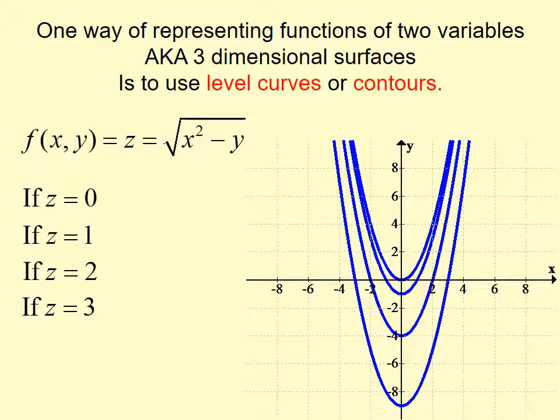Now, these are called level curves because if we're looking at this in 3 dimensions, each of these lines would represent the same vertical level, the same z value. And so this is our representation of the function square root of x squared minus y if we don't have any other way of drawing it or visualizing it. We kind of represent it with level curves.